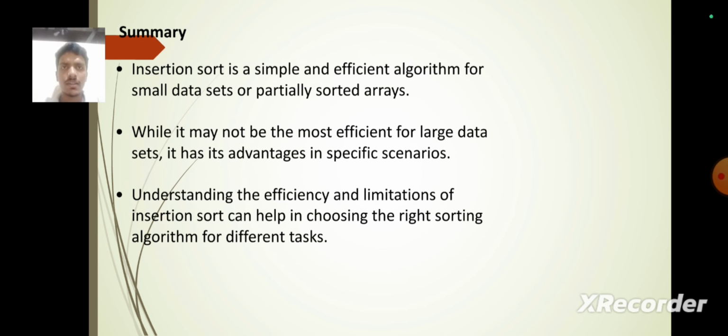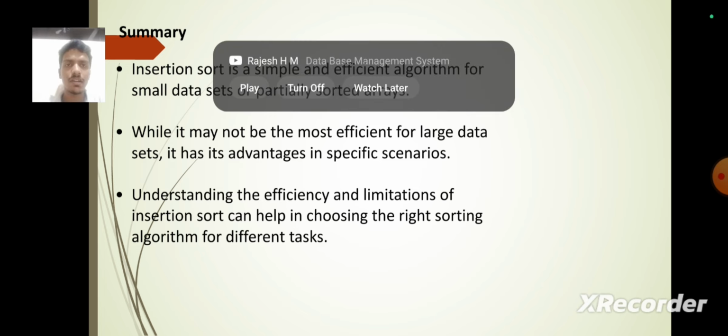Summary. Insertion sort is a simple and efficient algorithm for small data sets or partially sorted arrays. While it may not be the most efficient for large data sets, it has its advantages in specific scenarios. Understanding the efficiency and limitations of insertion sort can help in choosing the right sorting algorithm for different tasks.